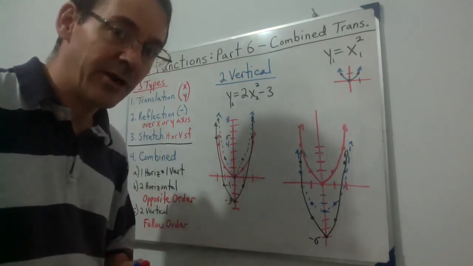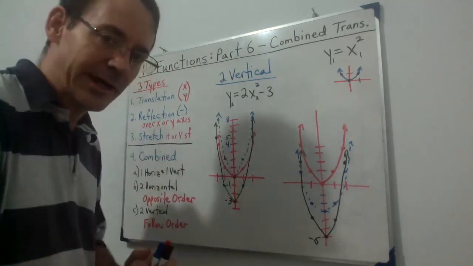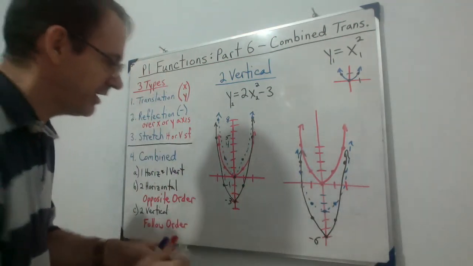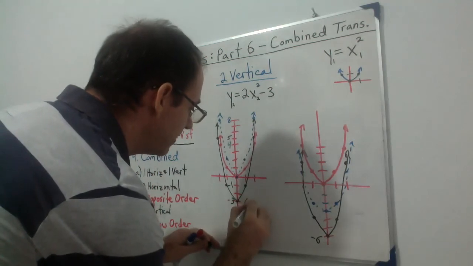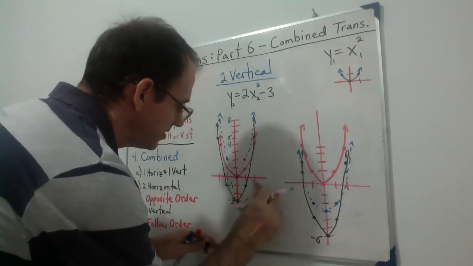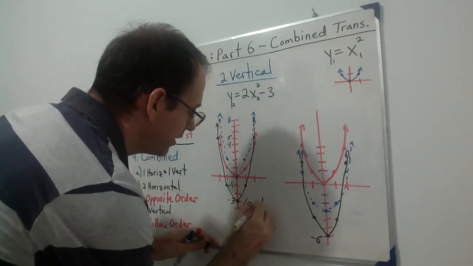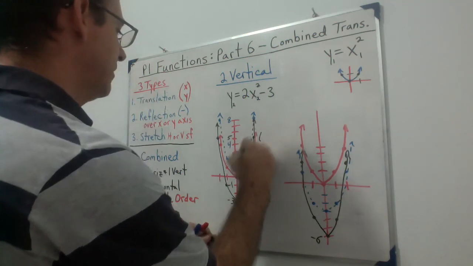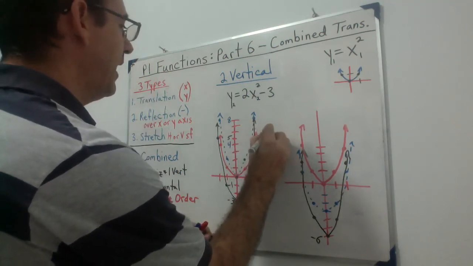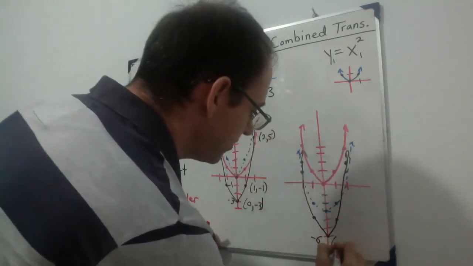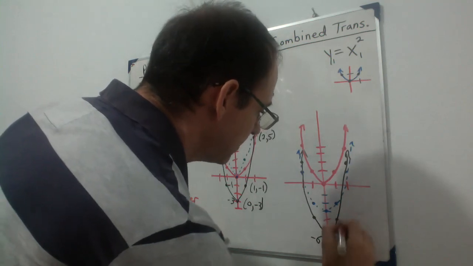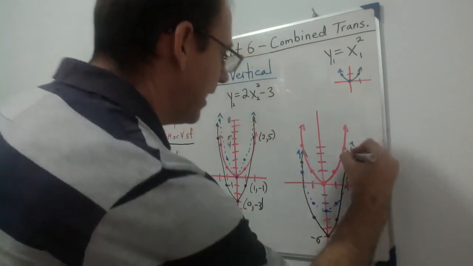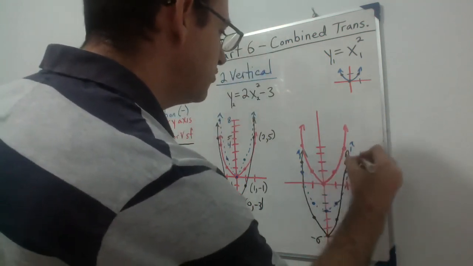Now, can we verify that this one is correct and that this one is incorrect? Yeah, all you have to do is look at your key points. This is the point 0, -3. This is the point 1, -1, and this is the point 2, 5. And if we take these three, this is the point 0, -6, 1, -4, and 2, 2.